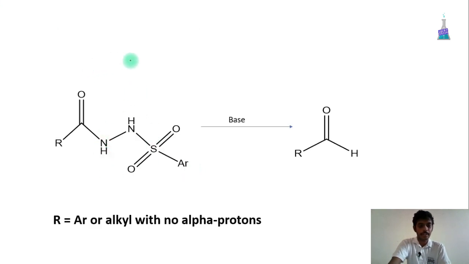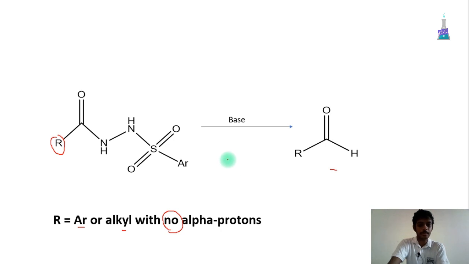This is the McFadyen-Stevens synthesis reaction. This is the starting material of this reaction. The base is added to this reactant and the aldehyde is obtained. Here this R may be an aryl group or an alkyl group which has no alpha protons. It should not have alpha protons.